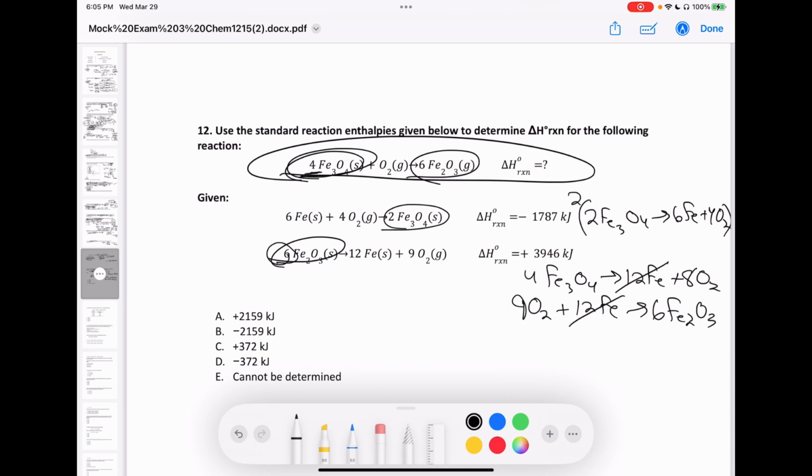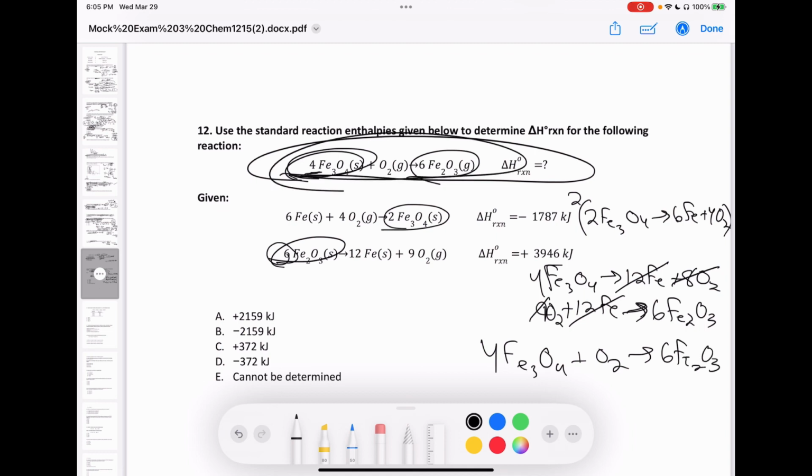These 12 ions cancel from both sides, right? Because if they're on opposite sides, they cancel. If they're on the same side, they add. So let's cancel. There's 9 oxygens on the reactants and 8 on the products. So 8 of these on the products cancel out, and you're left with just 1 O2. So then your overall reaction is going to be 4 Fe3O4 plus O2 creates 6 Fe2O3, which is exactly what we wanted from the target equation.